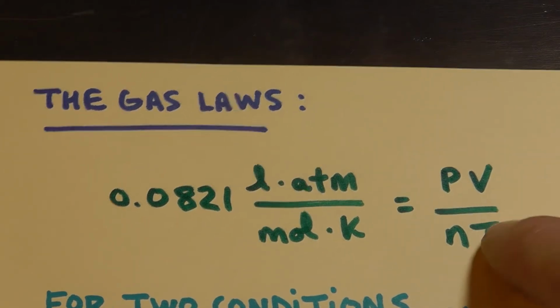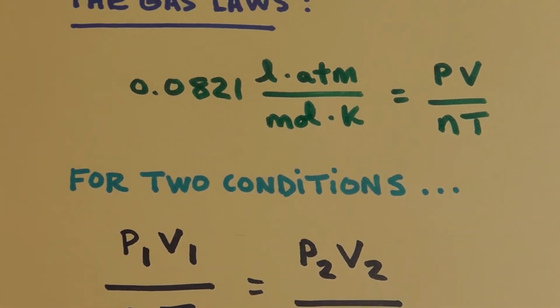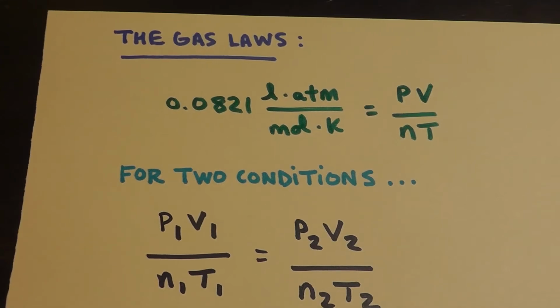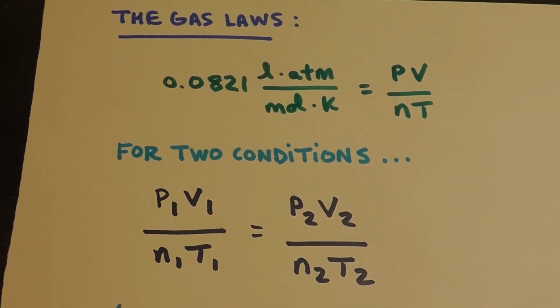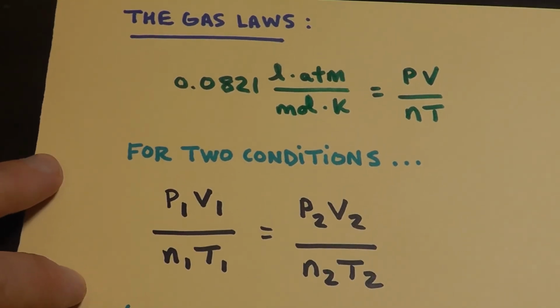So if PV over NT is a constant, and we change some conditions, which is what most gas law problems are, like, hey, we did this to a gas after it was at this point, we could say that for conditions 1 and 2, P1 V1 over N1 T1 equals P2 V2 over N2 T2. There doesn't matter what P, V, and NT are, since they're both equal to the gas constant, we can set them equal to each other. And this is going to be your friend.